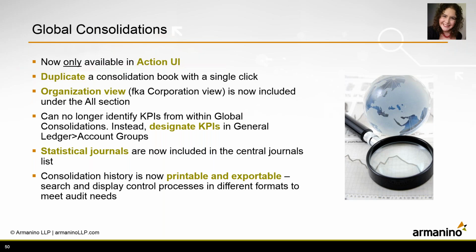And lastly, speaking as a former auditor myself, as well as a former controller using Intacct who was subject to audit, one of the things they always request is what rates you had used for the consolidation and your basis for those rates. Previously, you had to hover over the consolidation to be able to get those rates, and they weren't exportable in any way. Now you're able to export your consolidation history. It's printable, it's exportable, so you can search and display those control processes depending on what your auditors are asking for. So that's a really great enhancement there.